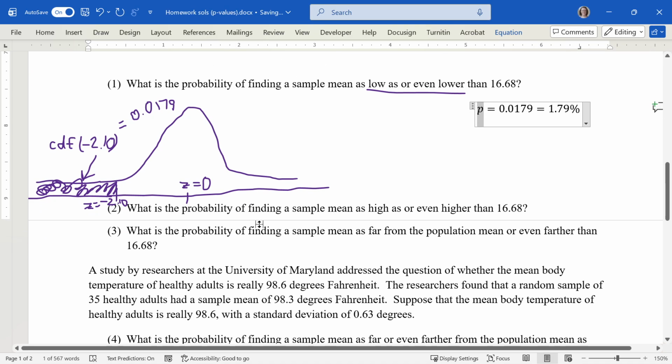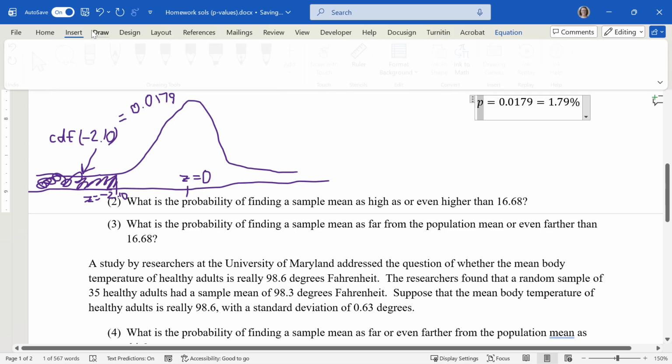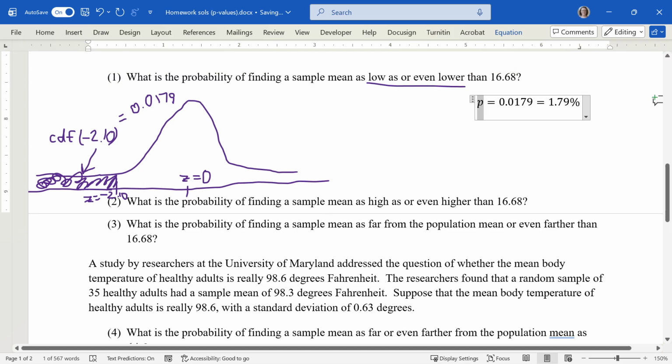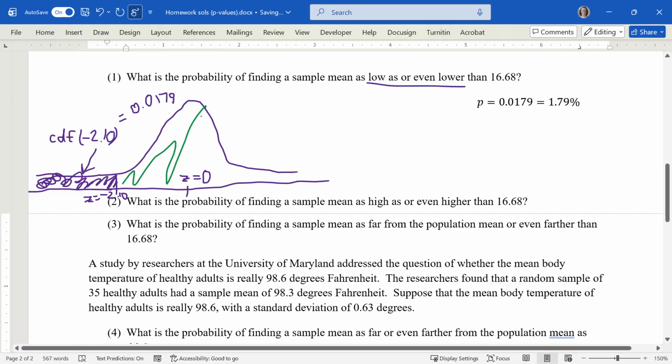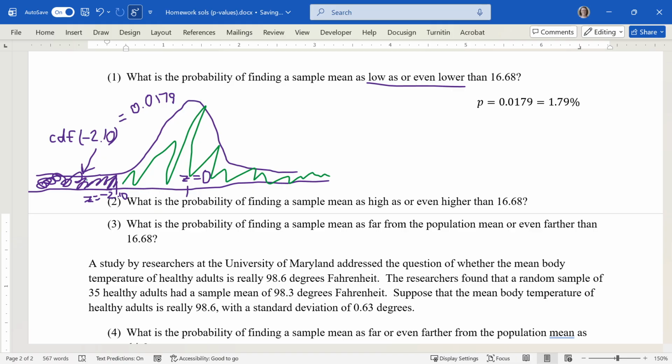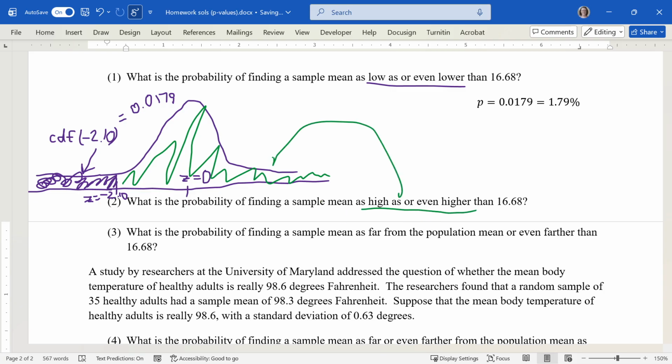All right, so now if we want to do the next question, what is the probability of finding a sample mean as high or higher than 16.68? So that's going to be the right tail, except it's not just the tail, it's like the butt too, right? Like this whole hump here, and then also the tail. So in other words, for the second question here, we want this area over here, like all of this. This is for z-scores that are larger than our z-score of negative 2.10. So how do I get that area? Making it kind of a terrible mess here, but that's this area.